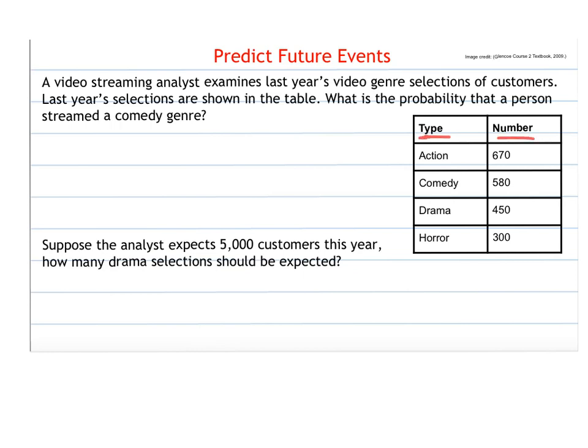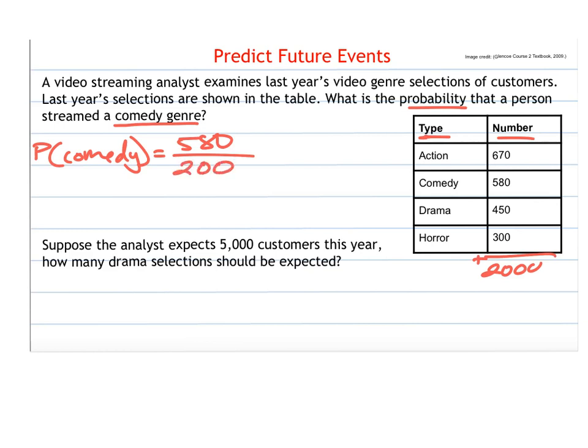So you are asked a question of what is the probability that a customer streamed comedy? What you can do then, again, not theoretical, actual data, sorry. Probability of someone selecting comedy, you can see 580 was the favorable. Well, to find the total, you're going to add them all up. When I add all of these up, I get 2,000. So that means that 580 of the 2,000 customers selected comedy.